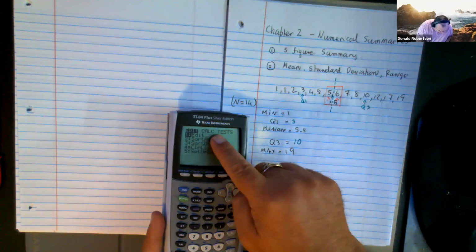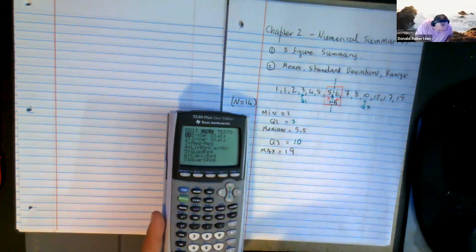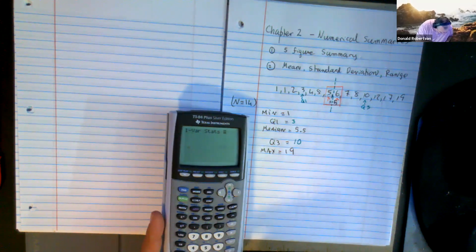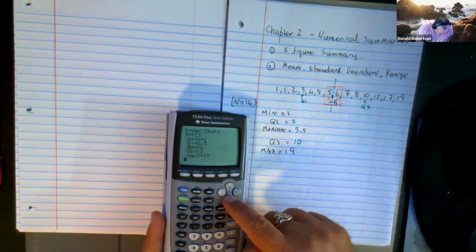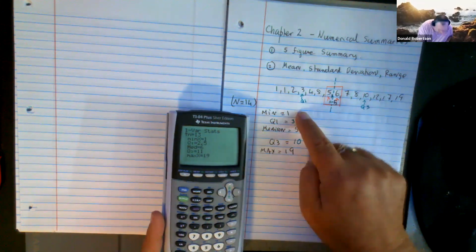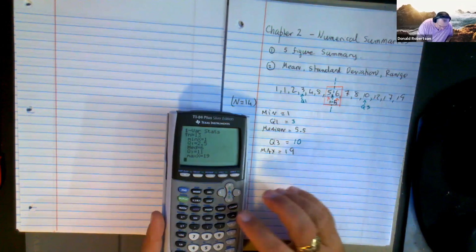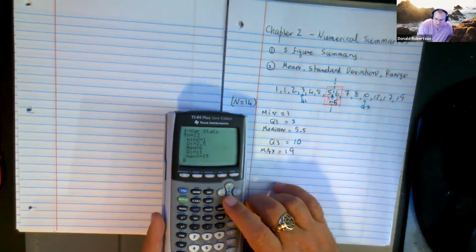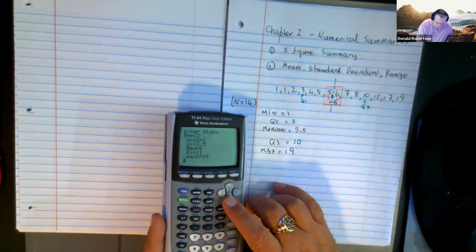I move over to calc. I choose one variable statistics, and I tell it to find the data in L1. And if I scroll down, the minimum is 1. Do you see there's a little difference in my Q1? Do you see they're calling it 2.5? Do you see my median is 6, and my Q3 is a little bit off, and my max is 19.